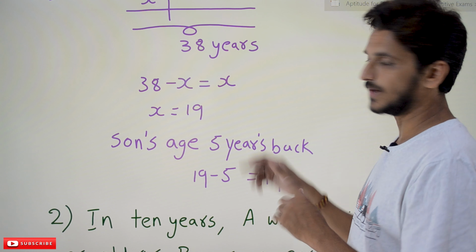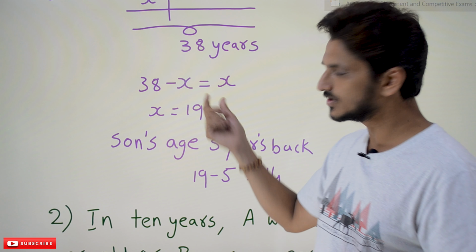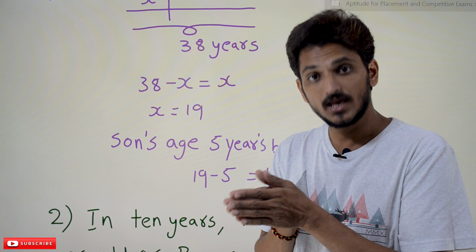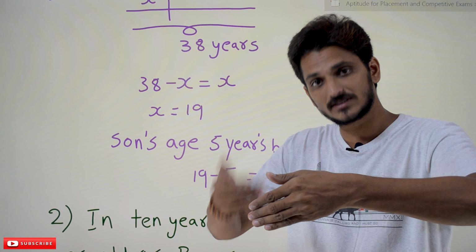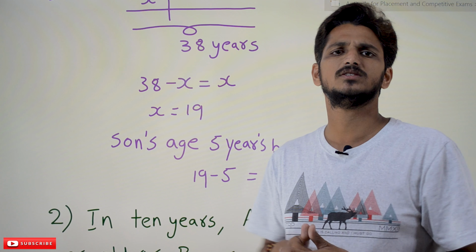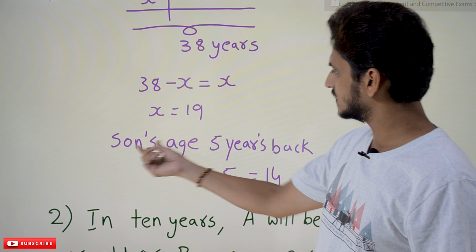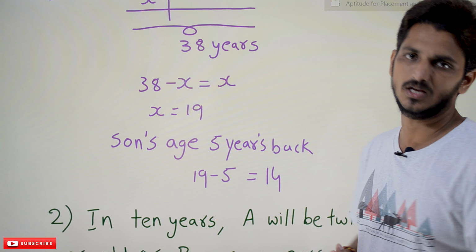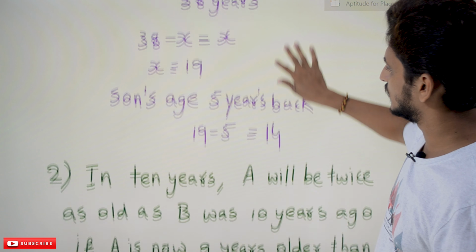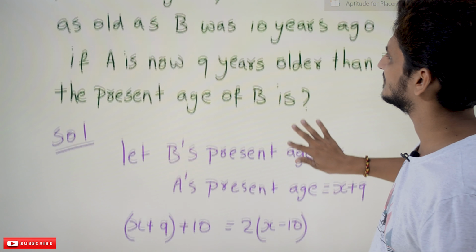Son's age 5 years back. X is equal to 19 means the father's age is 19 at the time of the son's birth, which is the same as the son's age now. Means the son's age is 19. So the son's age 5 years back is 19 minus 5, which is 14 years. So coming to the next one.